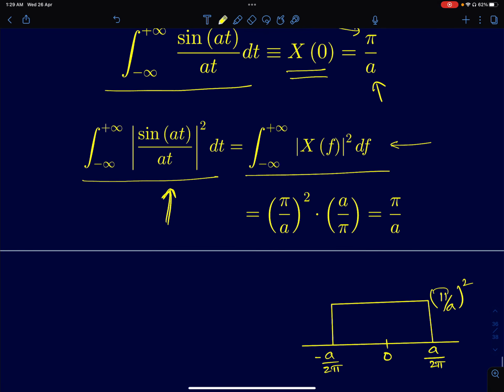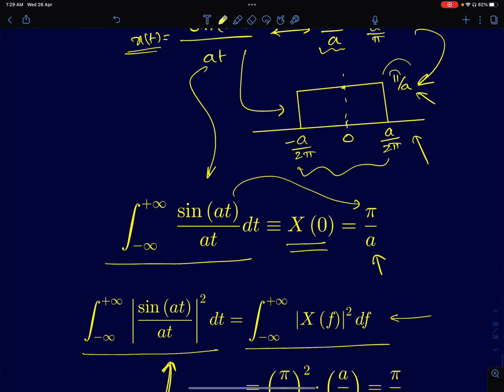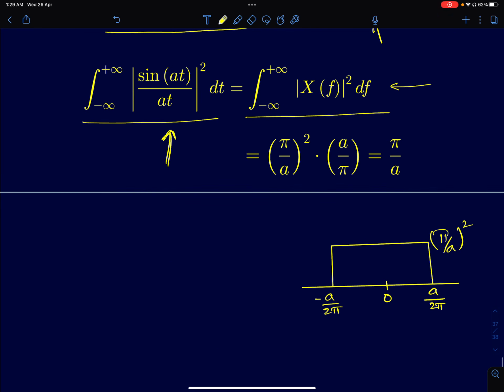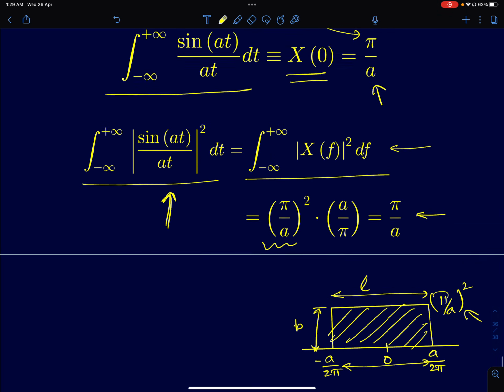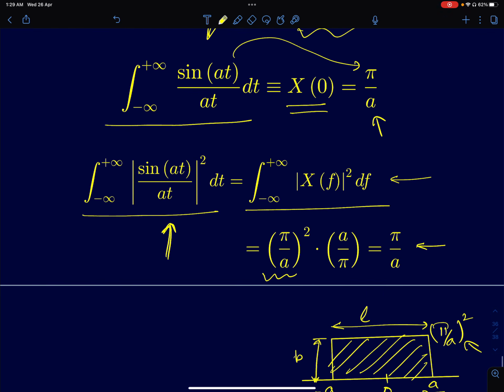And to square integrate, I just have to square this function. Pi by a becomes pi by a whole square, and integrate this. It's a simple rectangle. So amplitude is pi by a the whole square, and the base, it's length into breadth. So I can just treat this as length and this as breadth. Your breadth is pi by a the whole square. Length is a by pi, right? So then multiply the two, you get pi by a. That's it. So the value of this squared integral happens to be pi by a.